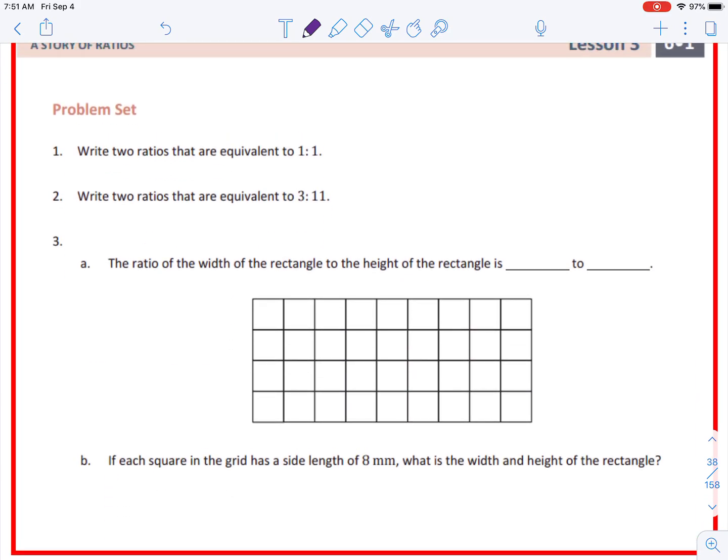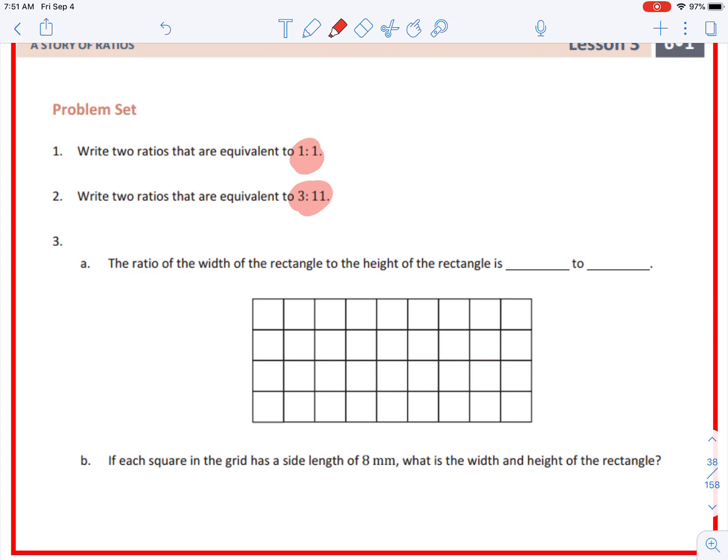I'm going to send you a problem set that looks like this. Number 1 says, what are 2 ratios that are equivalent to 1 to 1? Just make a table. Number 2 asks the same thing, but it's 3 to 11. Make a table. I want 2 ratios for each.